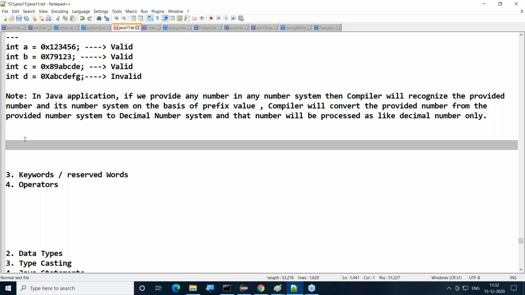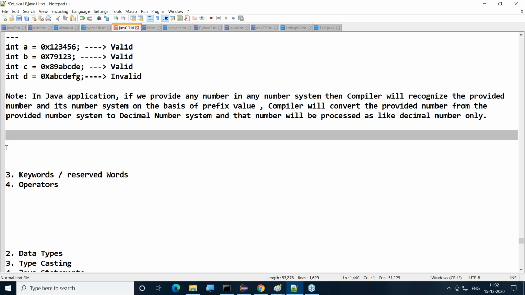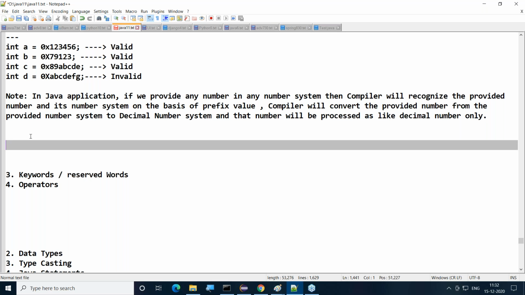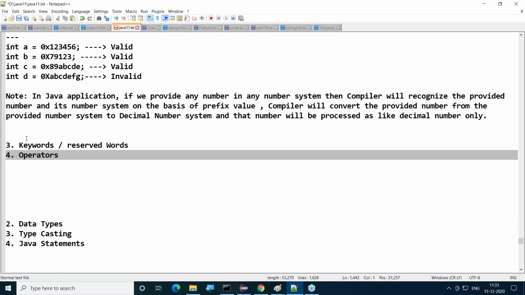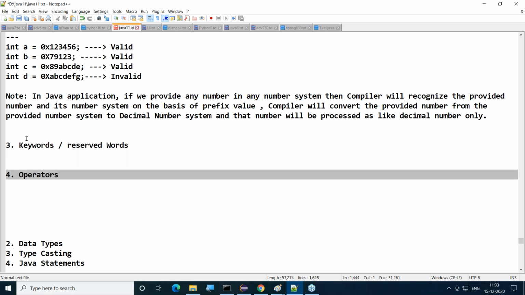Then after that, right, sir. These are the various points that can be understood. This number system is okay, fine. After this number system, what is the next one we have to understand, guys? Now tell me, the next topic in the tokens would be keywords and reserved words.